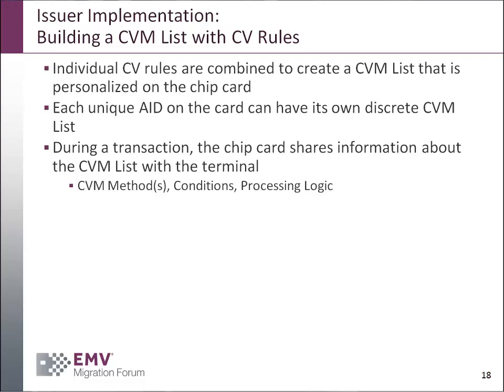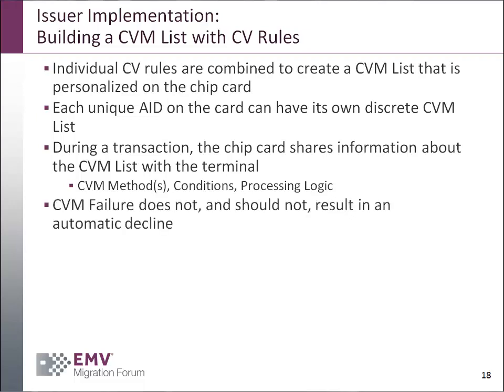It is important to note that although the card provides instructions to the terminal on what to do if no CVM method is successful, CVM failure does not and should not result in an automatic decline. Instead, the terminal should follow the issuer's instructions about what to do when the CVM is unsuccessful, as configured in the chip. Processing the CVM is only one step in the transaction. How the CVM results are interpreted is also critical to a successful EMV implementation.